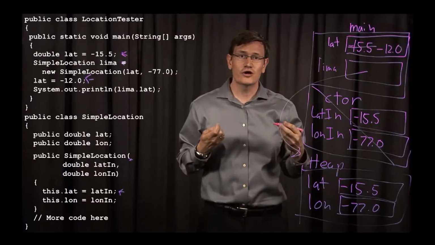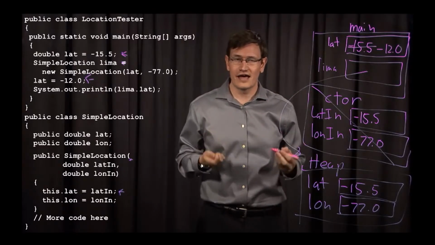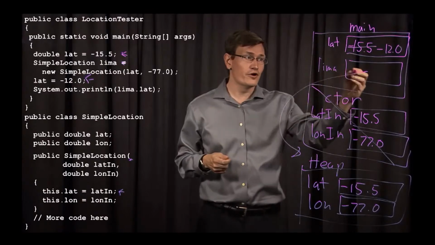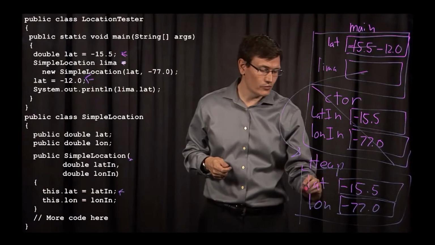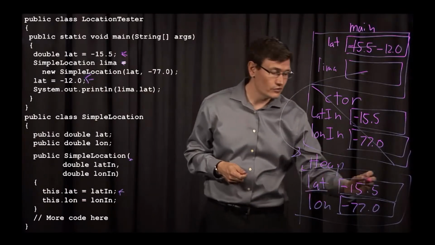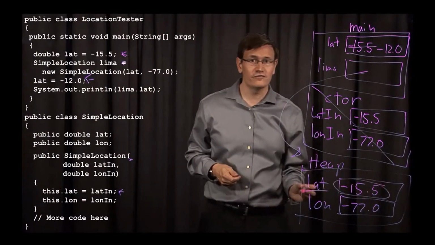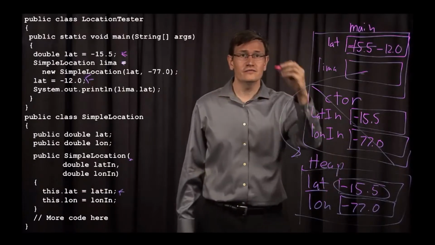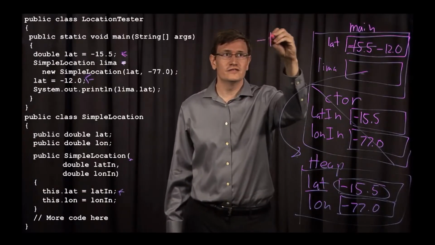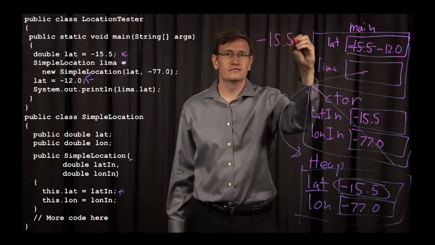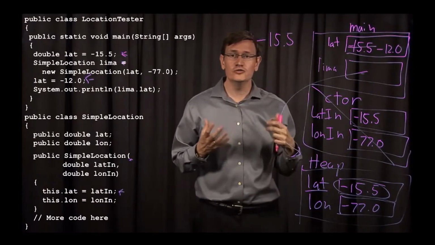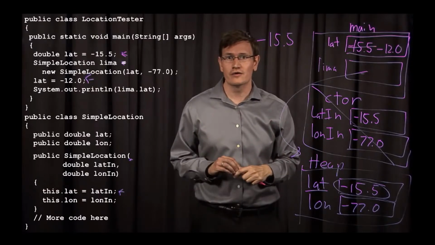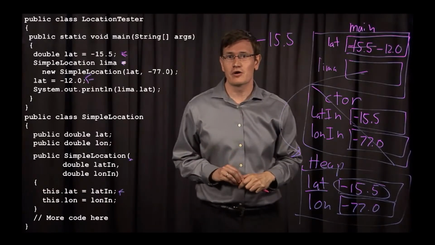And now we're going to try to print lima.lat. So I'm going to follow my pointer, my reference out to lima, and I'm going to check what value does lat have. Well, the value is minus 15.5. What's going to be printed then is exactly that, minus 15.5. What we see from this, walking through this code, is that as long as you trace through the code, you draw your memory diagrams, you're going to be able to solve this type of problem.